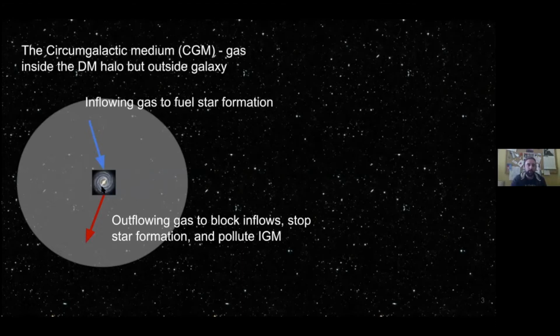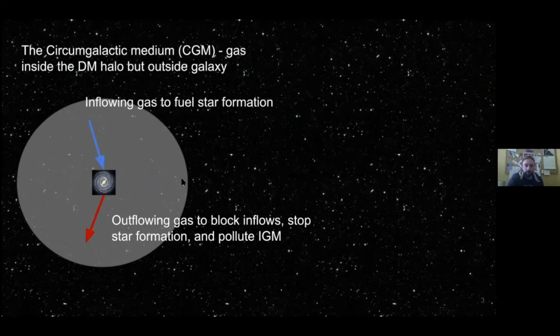And the galaxy will start to do things like have supernovas go off and have black hole physics and AGN go off that'll start sending gas back out into the CGM. And that'll block the inflows or stop star formation and do other things.